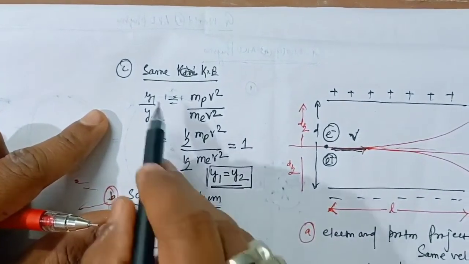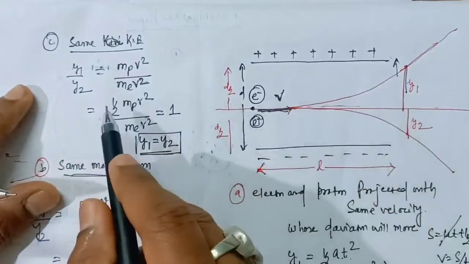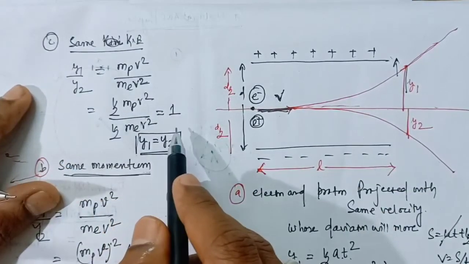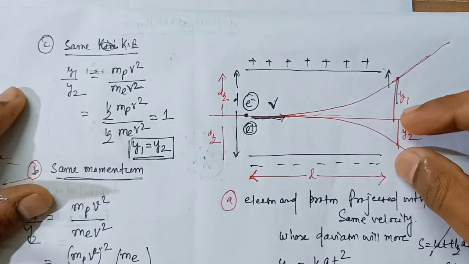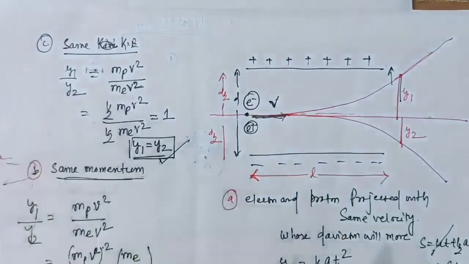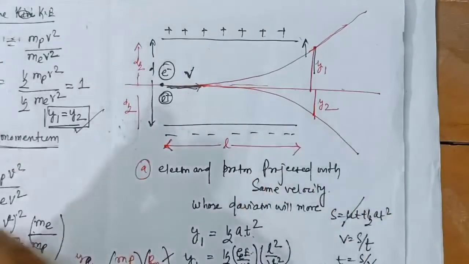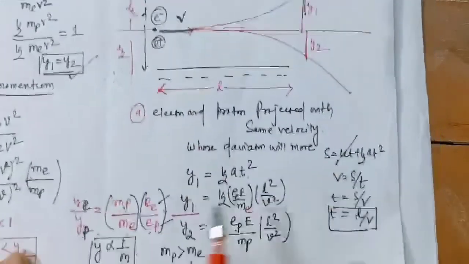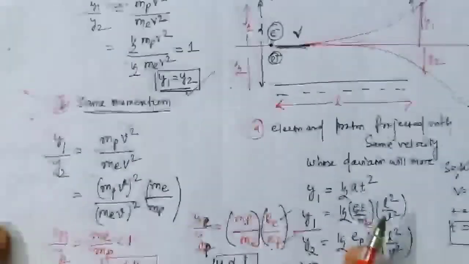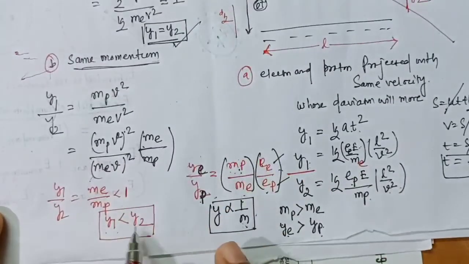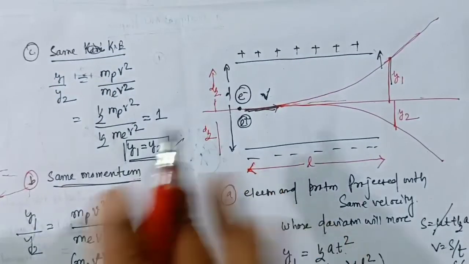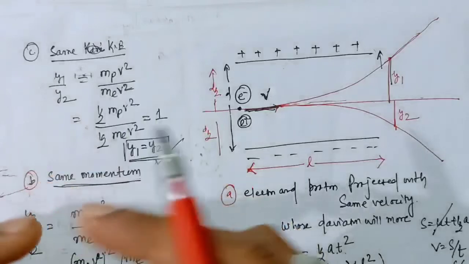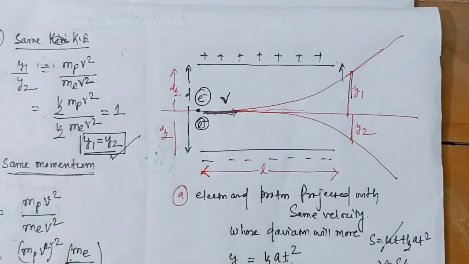So it is very clear that if the electron and proton are projected with the same kinetic energy, their deviation will be the same. It means the deviation height for the electron is the same as for the proton. So one more time I want to repeat for my students: same velocity, the electron will deviate more than the proton. Same momentum, the proton will deviate more as compared to the electron. Same kinetic energy, the electron and proton deviate equally; the deviation heights will be equal. I hope this scenario is pretty clear to everyone.